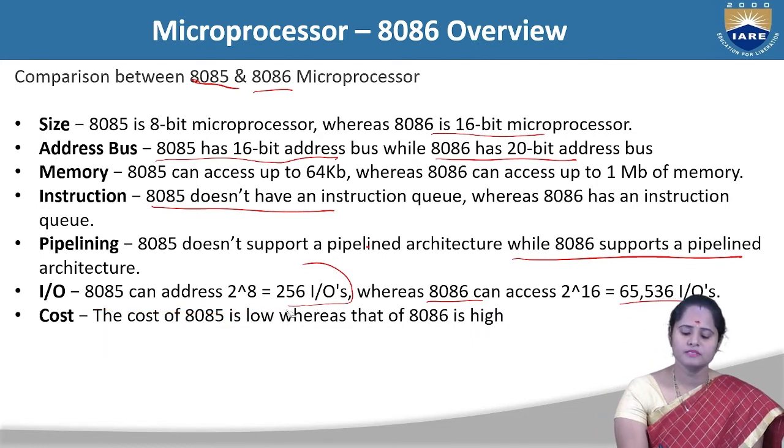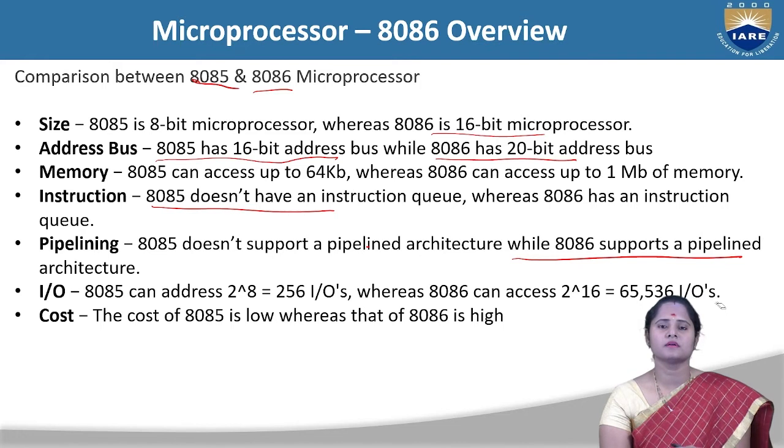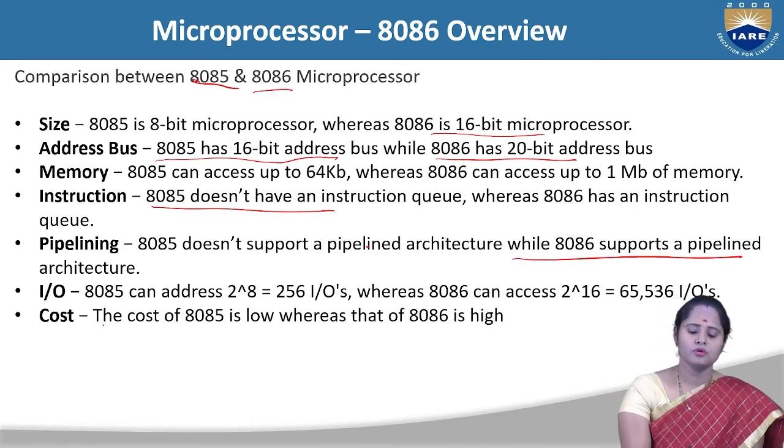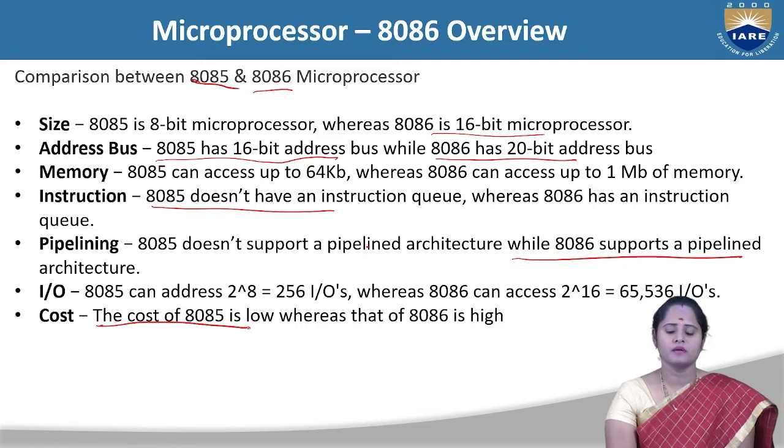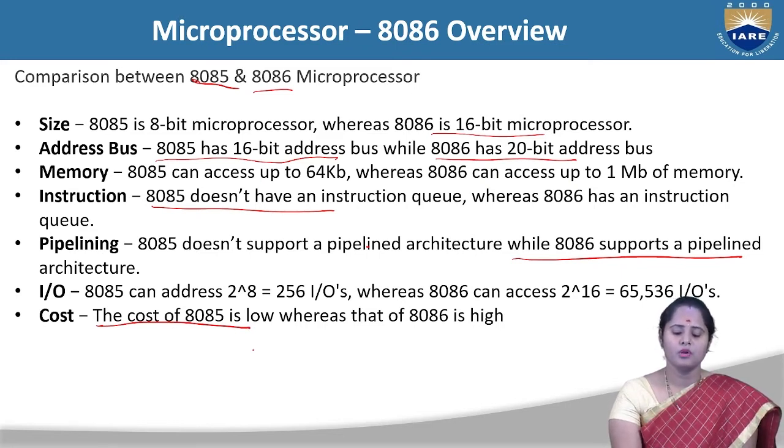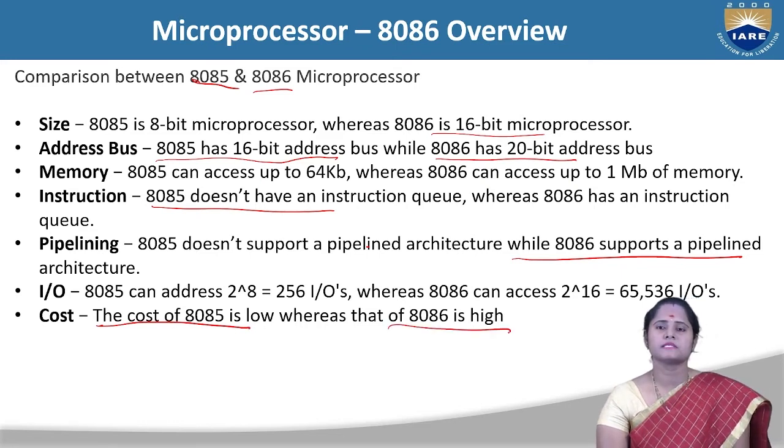And next we come to the cost. The cost is very low for the 8085, as we are not including external elements like the instruction queue which is present in the 8086. That is one example I'm taking. So the cost of the 8085 is low and the 8086 is high.